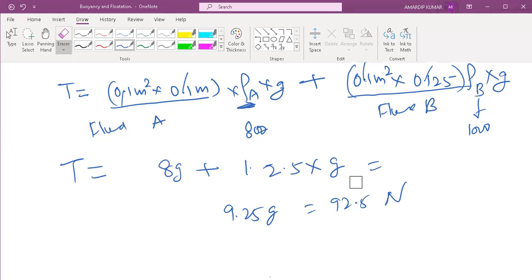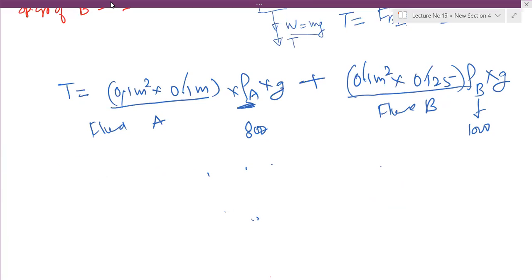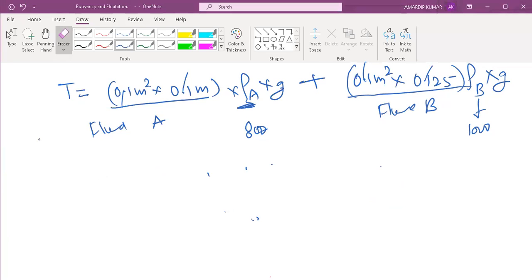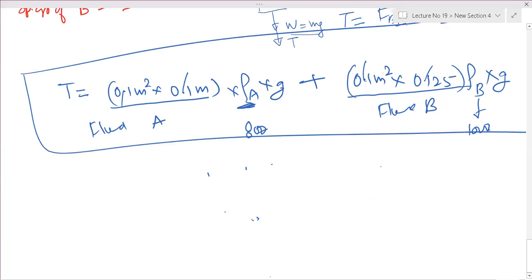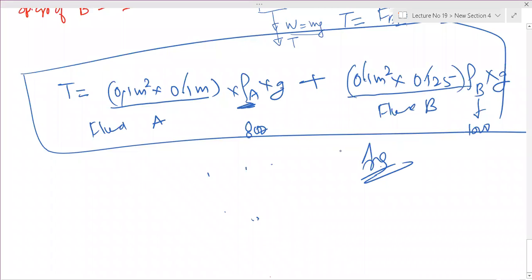Okay, anyway, just you solve this, you will get the answer. Okay, so I think another problem. Everybody, I think this is clear to all. Everybody is getting this.